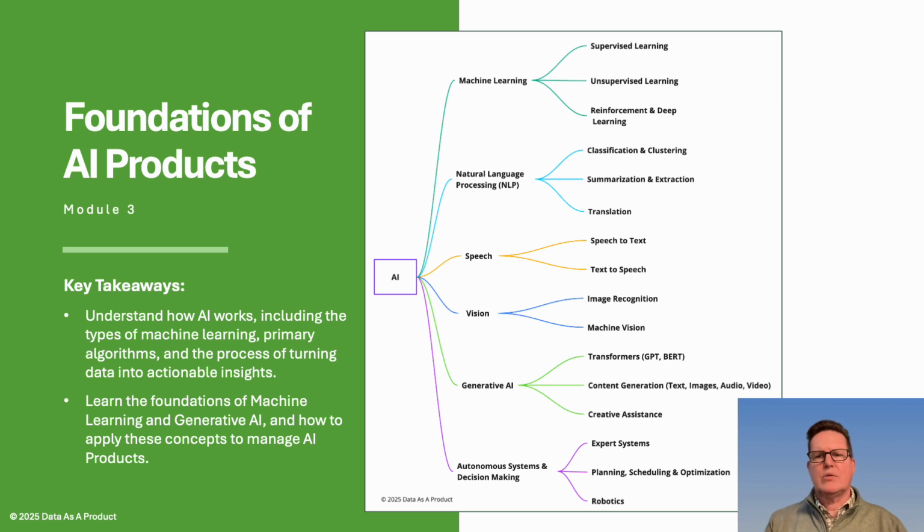We're going to focus on two of the many branches of AI, machine learning and generative AI. These branches are among the most impactful and relevant for AI product managers today. You're going to learn what makes each of these technologies unique, how they work, and how they can be applied to solve real-world problems. By the end of this module, you'll not only understand the capabilities of these AI technologies, but also how to guide your teams in leveraging them to deliver innovative and measurable outcomes. So let's get started and explore the exciting world of the different AI capabilities.